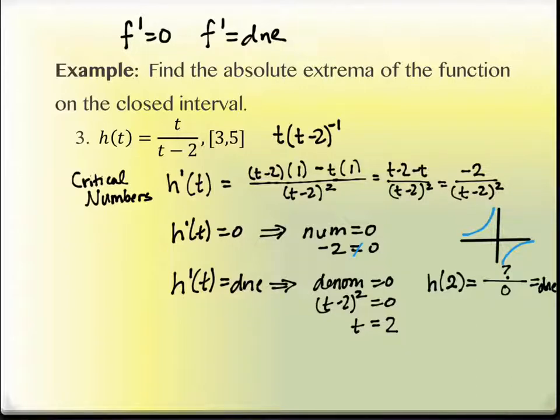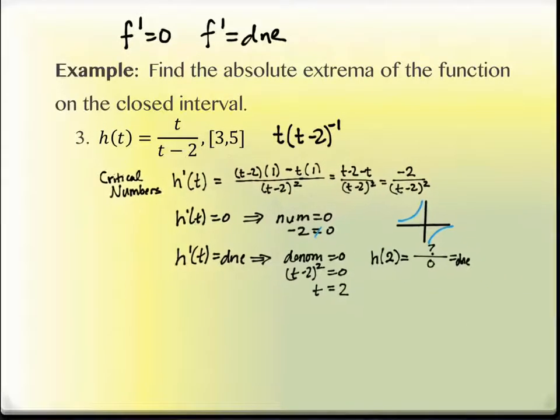Okay, but we haven't done everything yet. We've only done half of the problem. We've done the critical numbers half. What else do we need to do?